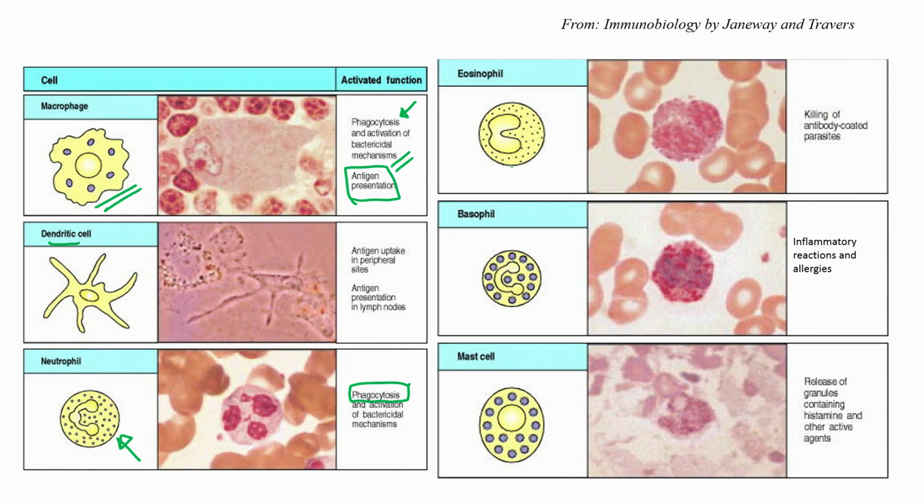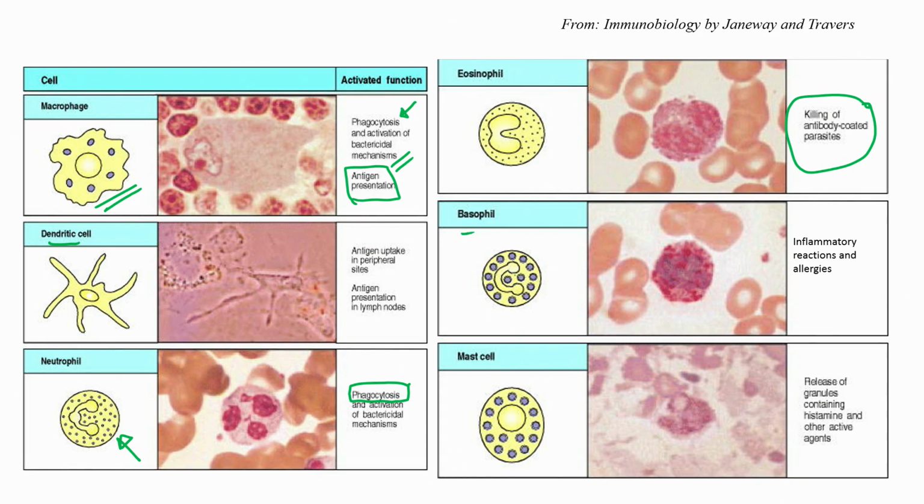Then we have eosinophils, and one of the functions responsible for them is killing of antibody-coated parasites. So, they are more responsible for big worm-like pathogens, and they can even be effective against some of the smaller pathogens too.